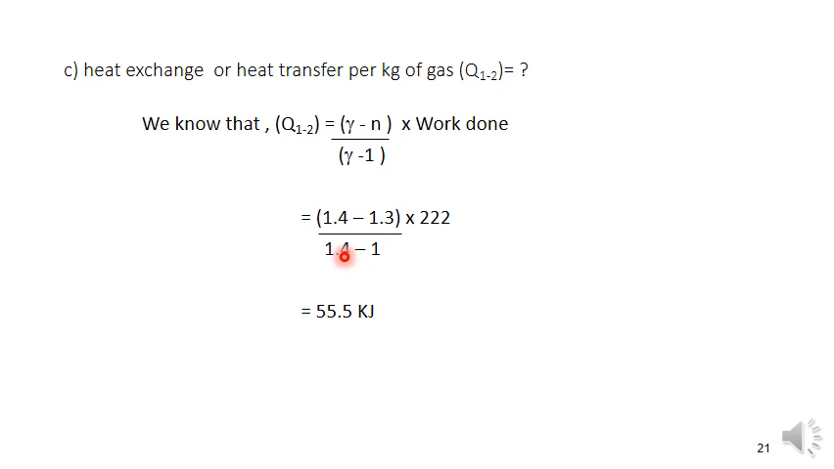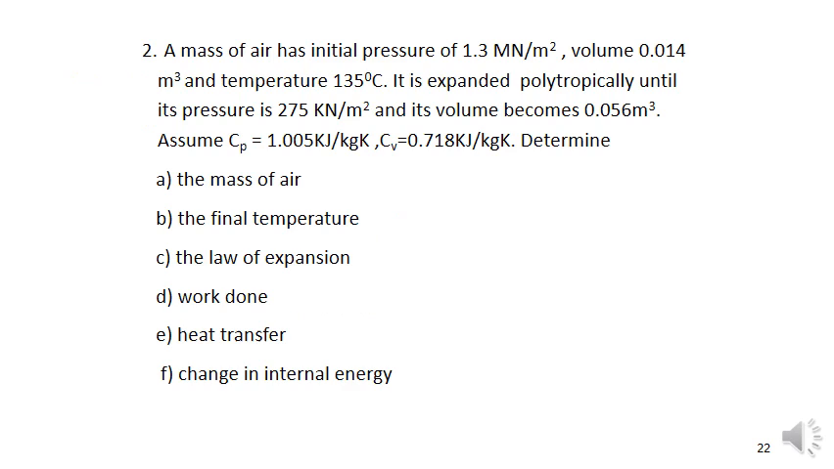After that, temperature T2, after that work done, after that heat exchange. So the heat exchange formula is Q12 = (gamma minus n) divided by (gamma minus 1) into work done. Previously we calculated the work done, that's why it is so easy to calculate the heat exchange or heat transfer per kg of the gas. So it is 55.5 kilojoules. So next, move on to another problem.